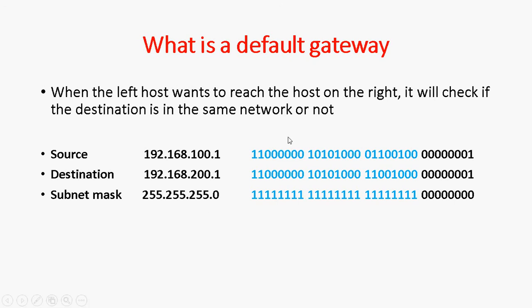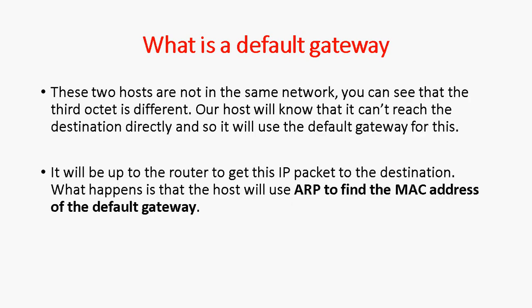So for the source IP and destination IP, I am checking the binary format. The first octet is the same, the second octet is the same, but in the third octet there is a difference. Source here is 0, here is 1. That means source and destination are two different networks, not the same network. Likewise, PC1 can identify whether the destination is in the same network or a different network. So now these two hosts are not in the same network. You can see that the third octet is different.